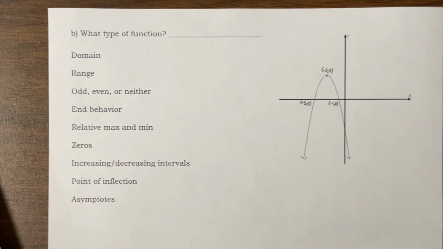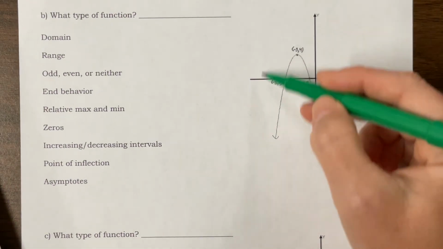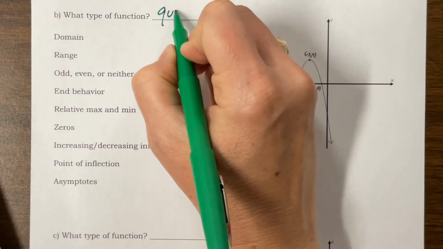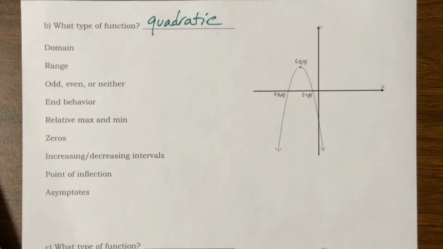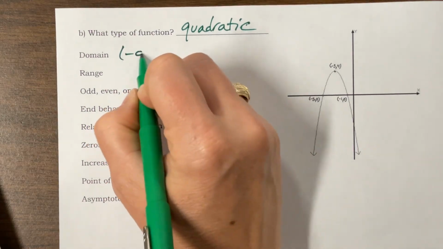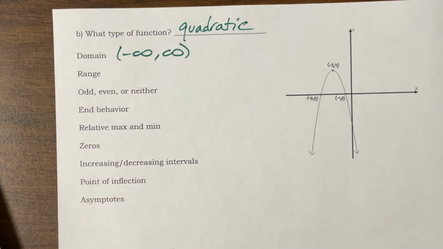Into the trash. Sorry. Okay, what type of function is this? This one makes a U shape. It's going down. This is quadratic. The domain of a quadratic function is all real. You can take any number and plug it in and square it and that kind of stuff.